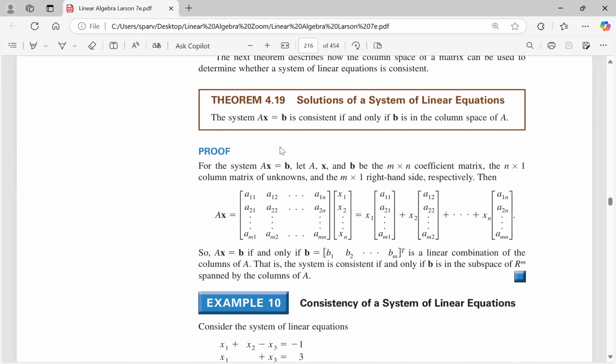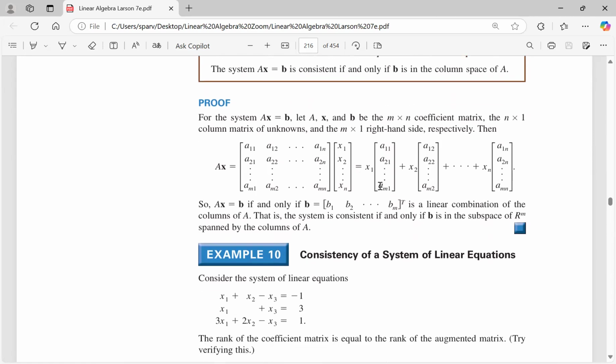Let's see, theorem 14 here, solution of system of equations. The system AX equals B is consistent if and only if B, the matrix of constants, is in the column space of A. What does that mean? You can see down here. When you write AX, we can write a matrix A times a column vector of variables in the form of column vectors. For each column, you have a vector. So we can write them this way.